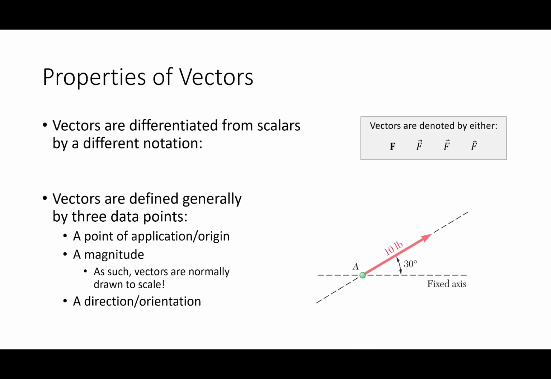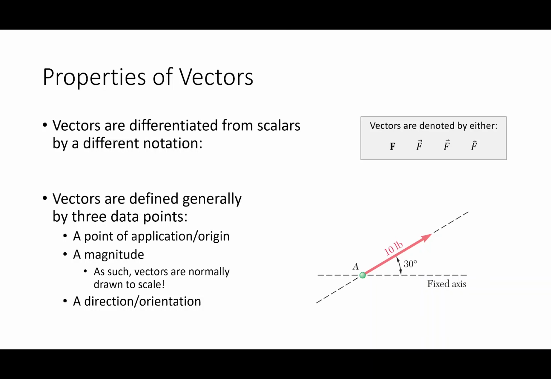Now, if we're looking at a graphic definition for what a vector is, we generally define a vector by three data points. Like I said, we have the magnitude and direction, but we also have a point of application or a point of origin. Let's keep things simple. Say I have a hook or a nail in a wall at point A, and I have a rope attached to point A, and I'm yanking on that hook with a 10-pound force. So I have point A, where the force started, and a magnitude of that force of 10 pounds at an angle of 30 degrees from some reference axis.